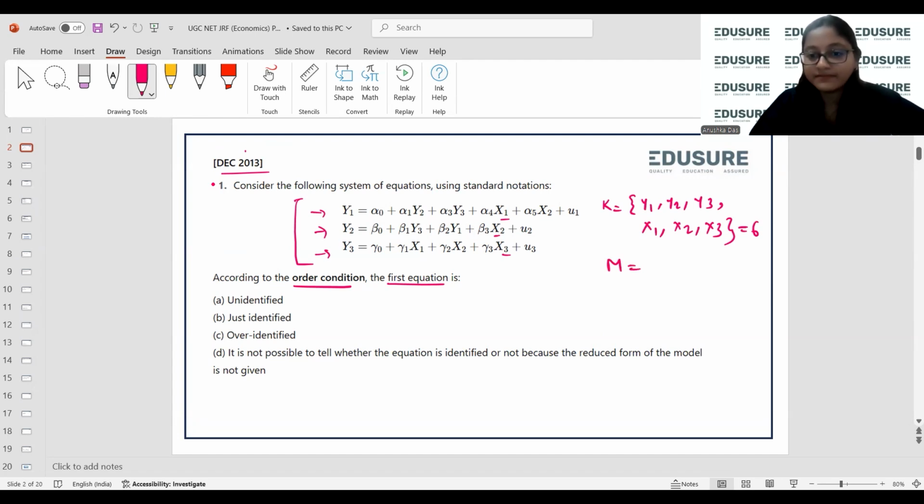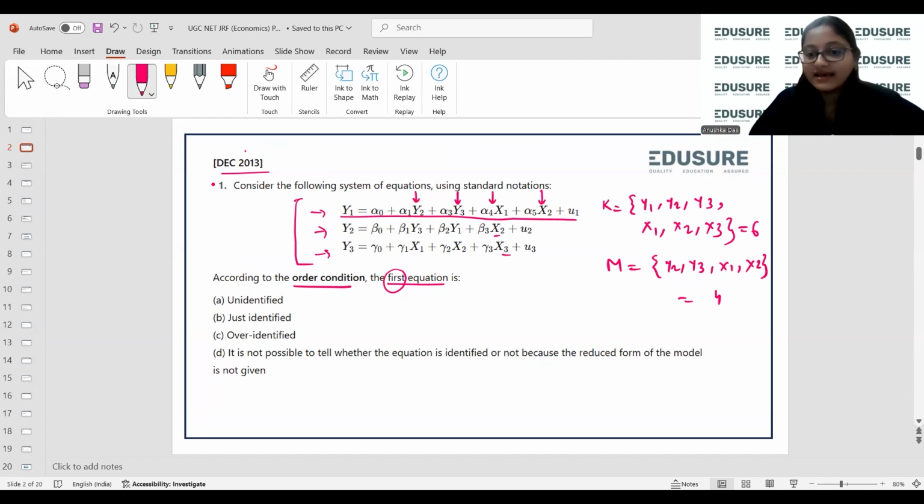Now the second variable is M. M means the total number of included variables in your particular equation. We want to find out the order condition of the first equation. So in the first equation, find out on the right hand side of the equality how many variables are there. They are the included variables. This is one included variable, this is one, this is one, this is one. So a total of 4 variables are there. They are the included ones. So y2 and y3 are included endogenous variables, and x1 and x2 are included exogenous variables. This will come out to be 4. So the value of M is 4.